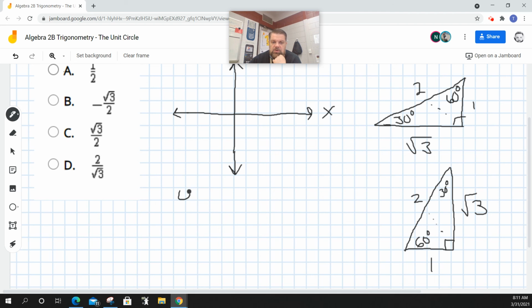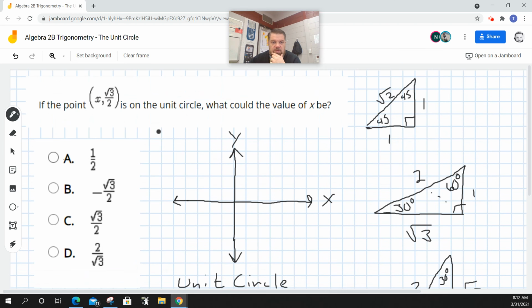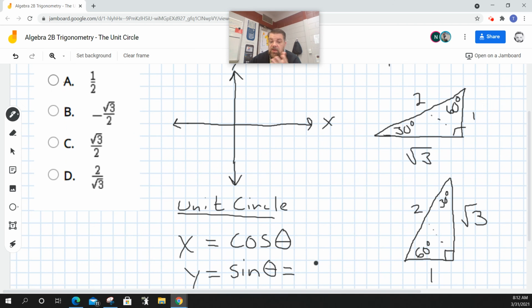Well, for the unit circle, your x value can be found by taking cosine of theta, and y can be found by taking sine of theta. We did it on the first example problem. So then when I look at this ratio of root 3 over 2, that's my y value. So my sine value is root 3 over 2.